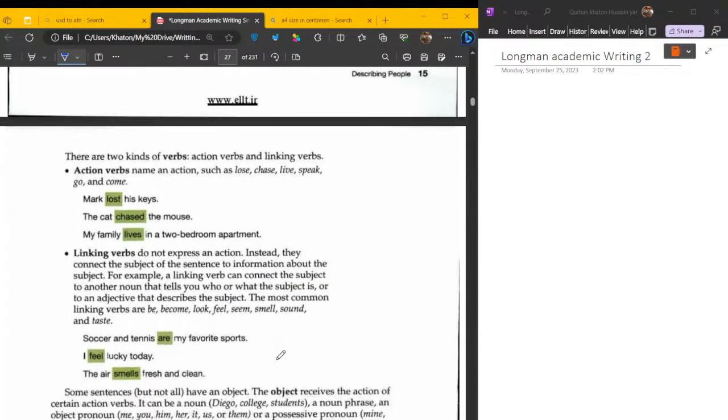So there are two kinds of verbs. We have action verbs and we have linking verbs. Mark lost his keys. The cat chased the mouse. So these are action verbs. Action verbs are such as losing, chasing, living, speaking, going, or coming. Okay, so these are lose, chase, live, speak, go, come. Mark lost his keys. The cat chased the mouse. My family lives in a 2-bedroom apartment.